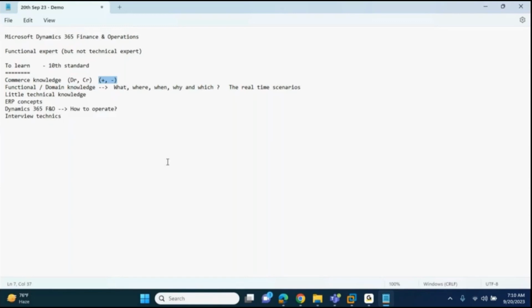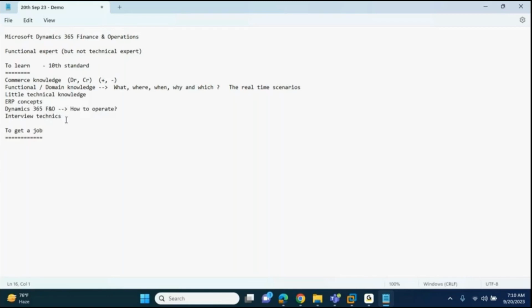You should know either debit and credit or plus and minus. Suppose I am giving you plus 50 minus 20, or plus 50 minus 30. Then it is total 20. Minus 200 plus 150, then it is minus 50. So you should know that. That is enough. I can teach you about these debits and credits in the system. Very simple. Commerce, very simple. I will teach you.